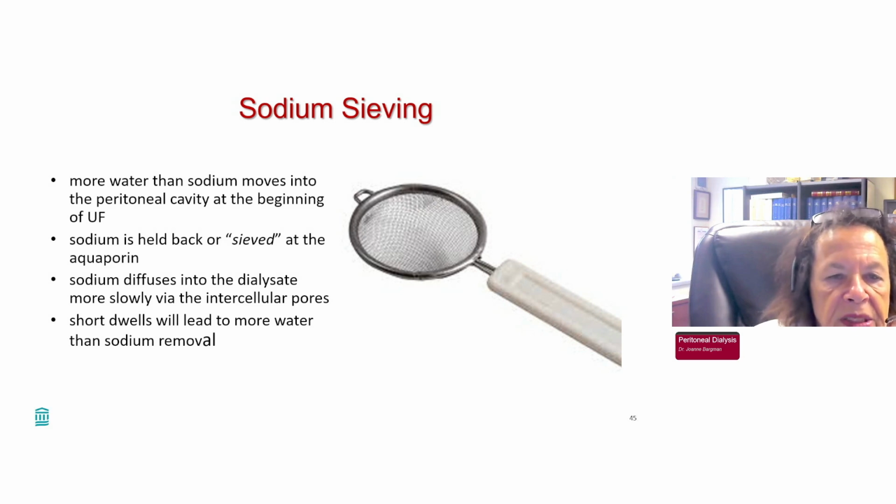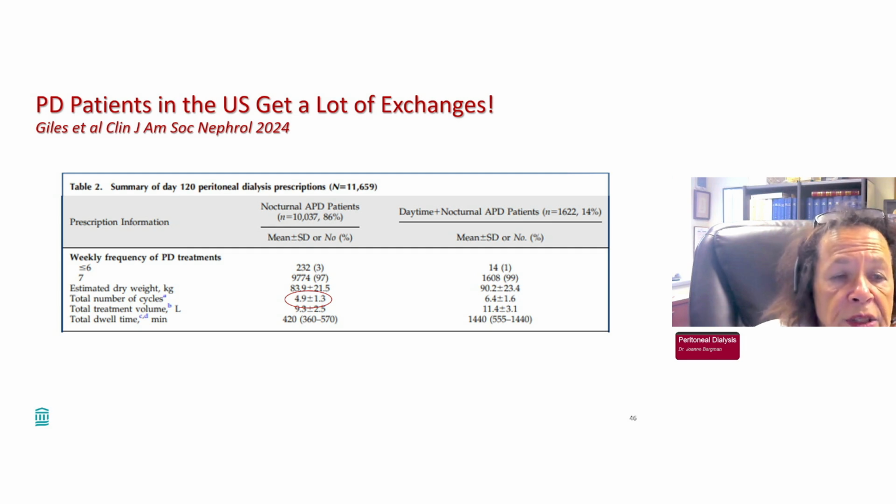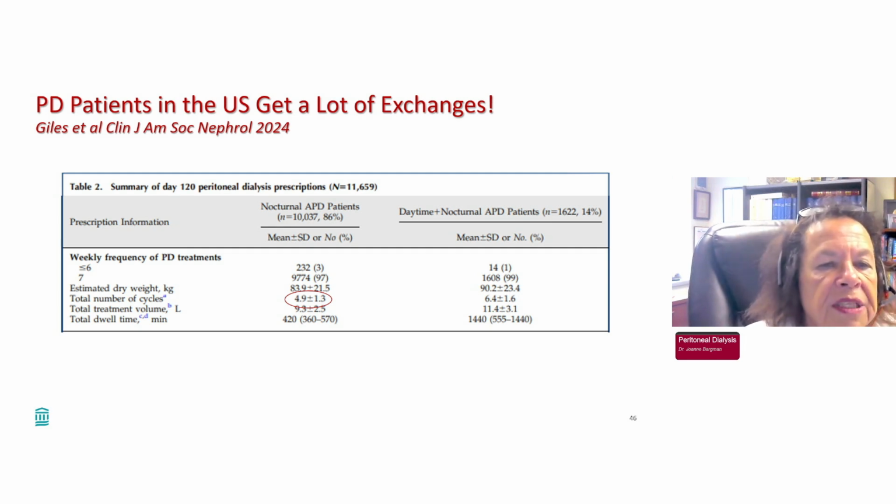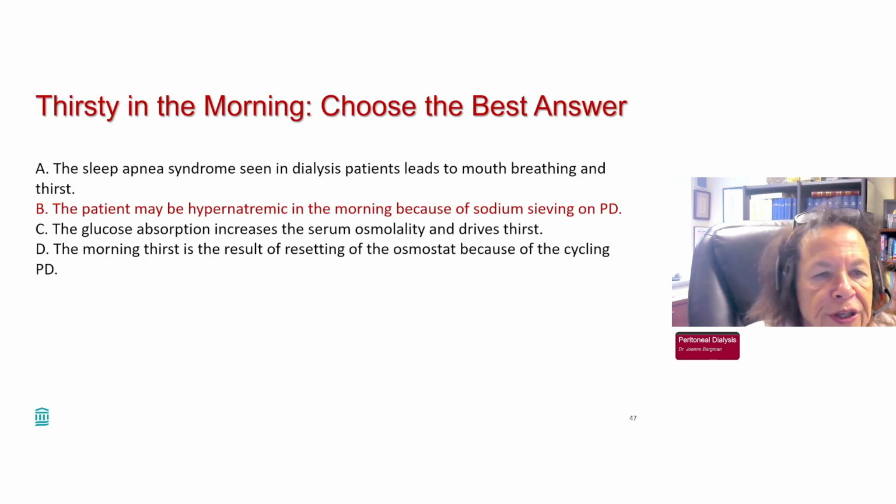So remember, this is with the use of rapid exchanges with hypertonic solution. And I just want to tell you that because everyone in the United States is so obsessed with KT over V urea, that PD patients in the United States get a lot of exchanges with, as you can see there, bordering on 5 exchanges overnight on average.